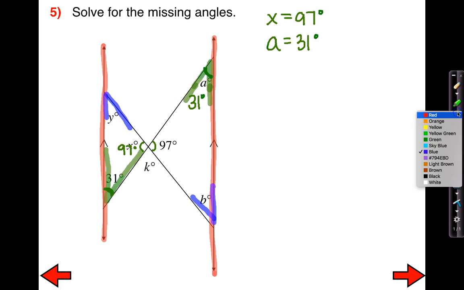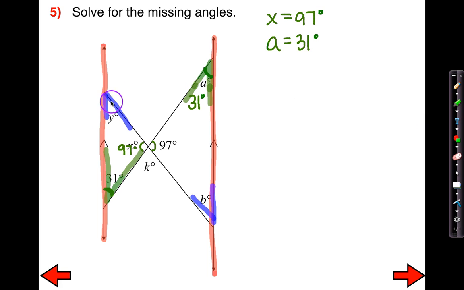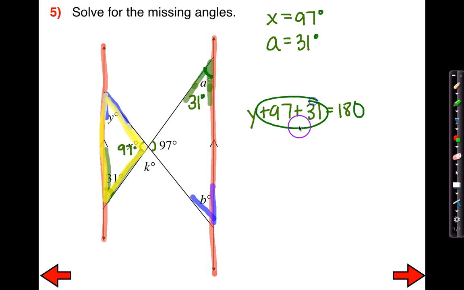Well, going back to what we normally would do, we can once again recognize, oh look, there is a triangle. What do we know about triangles? All the angles add up to be 180 degrees. So I'm going to create an equation. I'm going to say Y plus 97 plus 31 is going to equal 180 degrees. So we're just going to combine like terms here, leaving us with Y plus 128 equals 180. Subtract 128 from both sides, leaving me with Y equals 52 degrees.